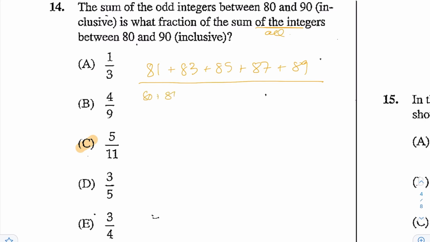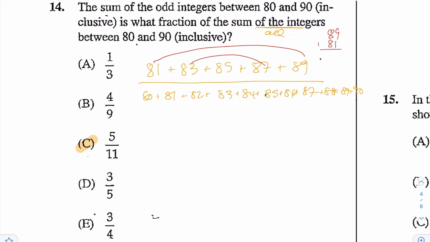So just 80 plus 81 plus 82, up to 86, 87, 88, 89, and 90. All right, so we have a whole bunch of numbers here. And because they are consecutive, you can pair them up really nicely. For example, 89 and 81, and 87 and 83. So that's 170, and 85. So if you add 170 plus 170 plus 85, you get 425 for the numerator.